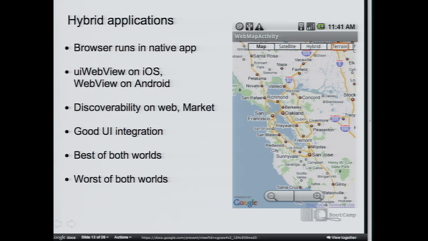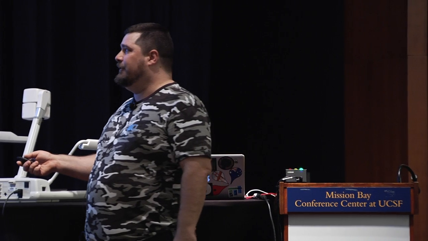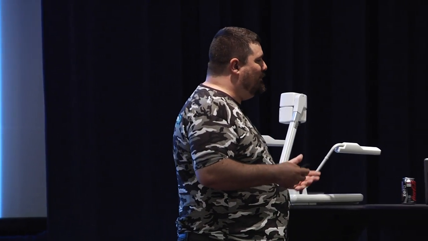You have decent UI integration, and you get the discoverability on a variety of platforms, both in web search and in the marketplace. But you still have to write these native applications. This is currently our suggested method for most developers, because most developers are wanting to learn the different platforms as well. But your mileage may vary. The Google I/O application that you may have downloaded from the marketplace uses this method for the map.